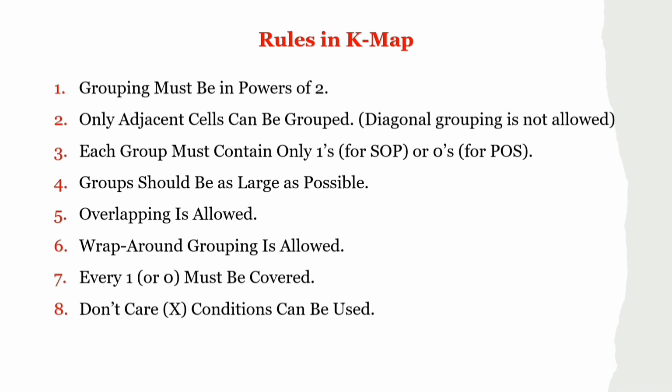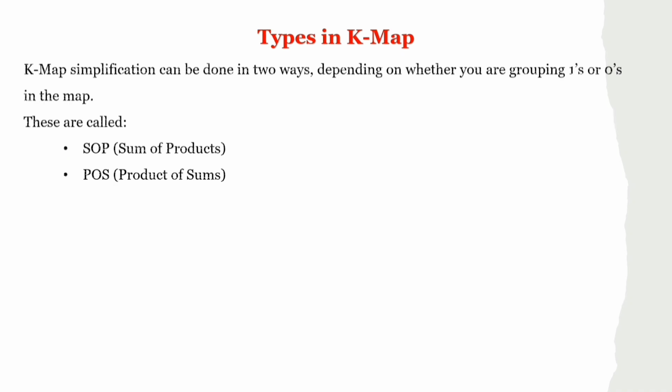Now, let us understand the types of simplification in a K-map. There are mainly two ways of simplifying a Boolean function using a K-map, depending on whether we are grouping ones or zeros. These are called SOP and POS forms. Let's understand both the forms separately.